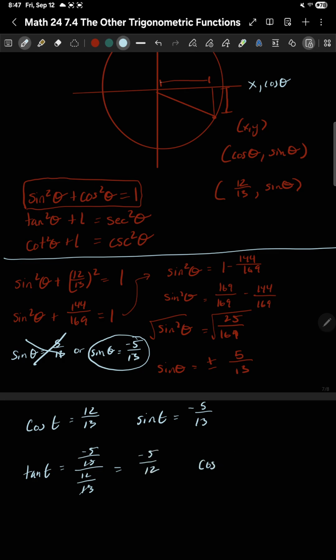And then, not cosine, excuse me, cotangent of t is just going to be tangent flipped. So we have negative 5 over 12, and this one's going to be negative 12 over 5. Secant of t, that's just cosine flipped, so that's just going to be 13 over 12. And cosecant of t is just going to be sine flipped, so negative 13 over 5. And that is all of our trig functions found.